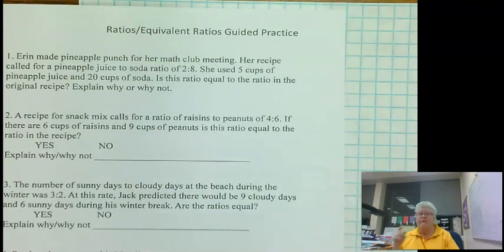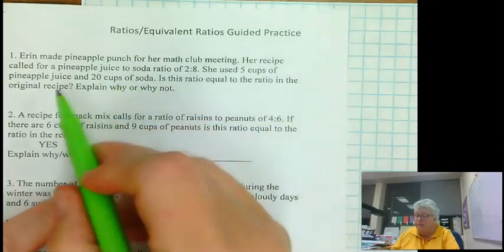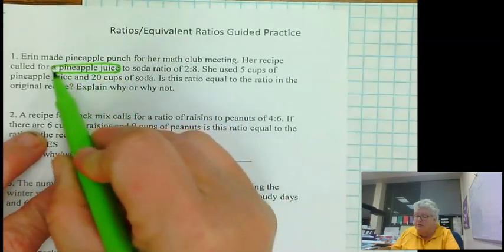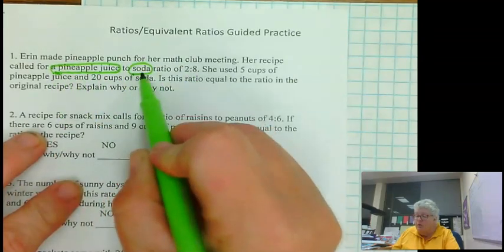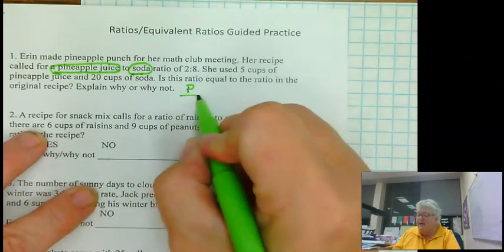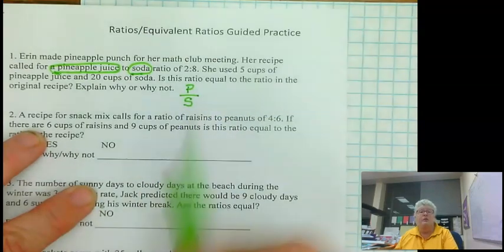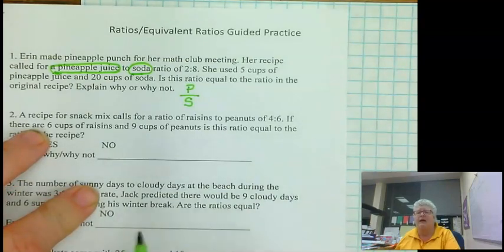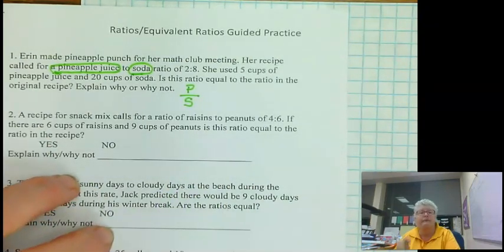So, first thing we do is identify the words, okay? What are we comparing? Pineapple juice and soda. So I'm going to have pineapple to soda. And at this point, I'm going to write it like a fraction because my brain works. I look at it and now I can compute. It just makes more sense to my brain. You don't have to do it this way, but this is how I write it.